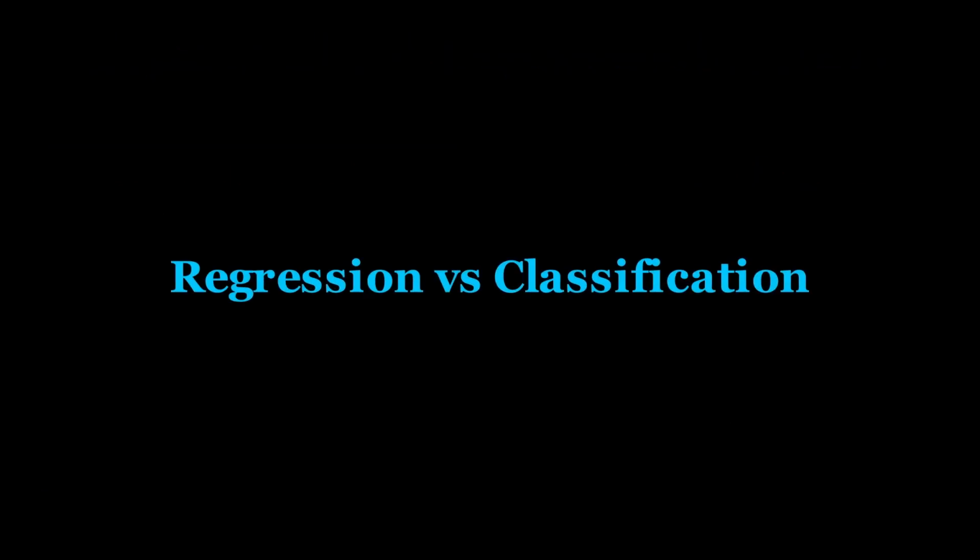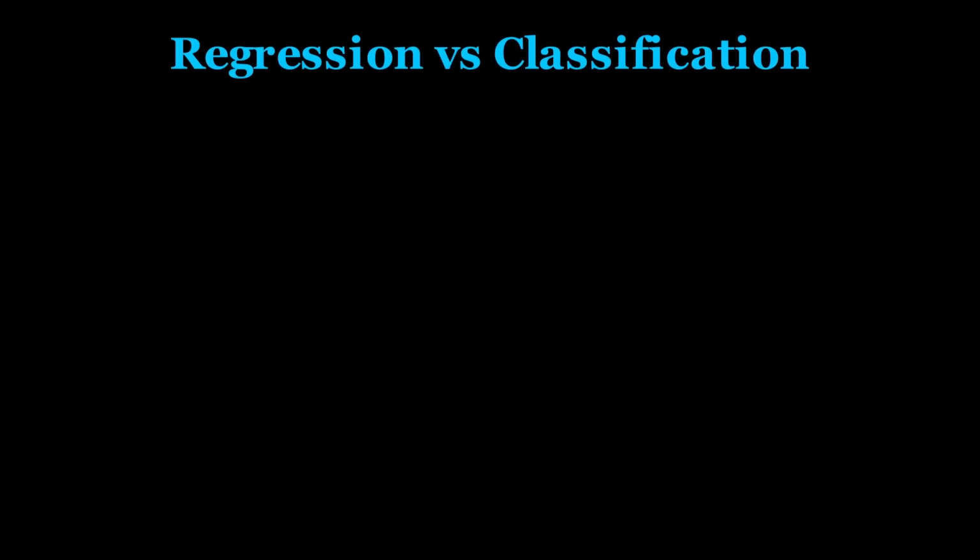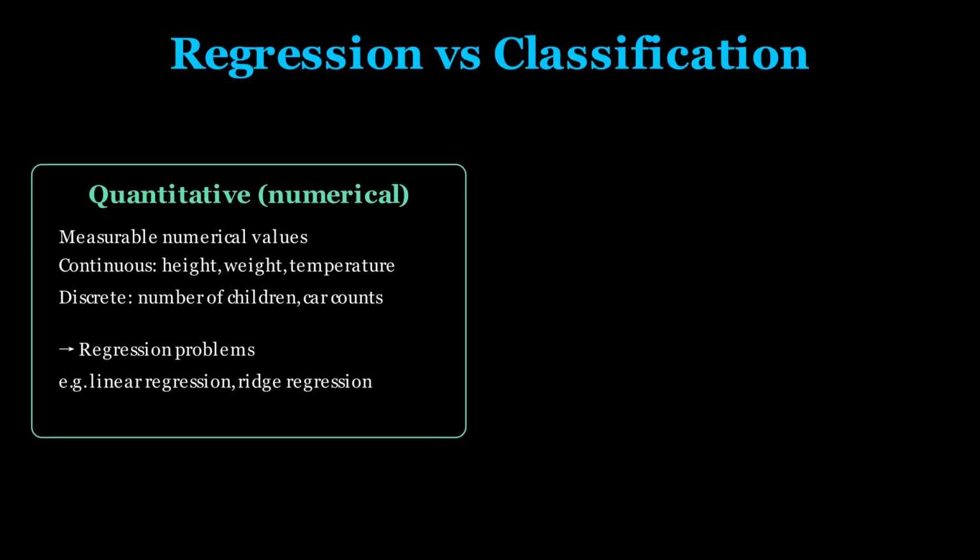Let's distinguish between regression and classification. The key is understanding the types of variables involved. Variables can be characterized as either quantitative or qualitative. Quantitative variables take on numerical values that represent some measurable quantity. They can be continuous, like height, weight, or temperature, or discrete, like the number of children in a family. Problems with a quantitative response are typically known as regression problems, using methods like simple linear regression and ridge regression.